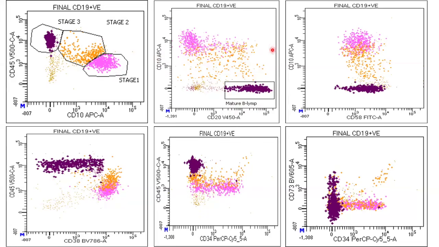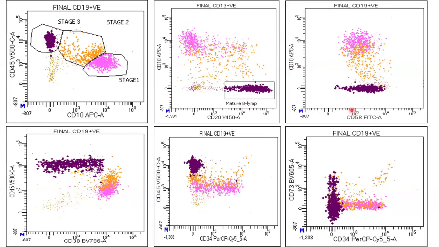So this is the waterfall pattern that we see on a plot of CD10 versus CD20, where the final CD19 positive cells or events have been put, and we have excluded all the plasma cells. We have to see whether the normal pattern of maturation is being followed or not, and if it is not being followed, then this could be a possible MRD. So this is a normal pattern of maturation, or the waterfall pattern.